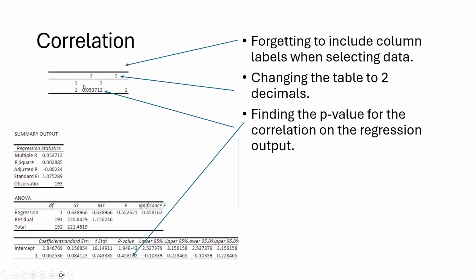For the correlation, some of the common problems we had with the correlation table were people forgetting to include the column label when selecting data. I showed that as well in the tips and tricks video. And making sure you change the decimals here to 2 decimals. Remember, using the right click, format number. Also changing these to 2 decimals. Make sure this is also changed to 2 decimals.